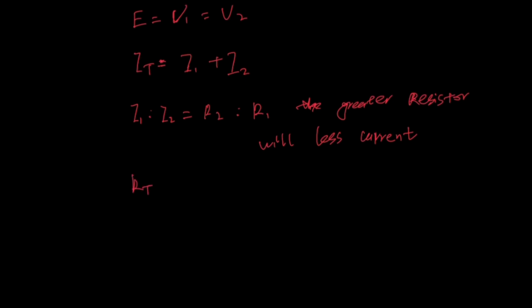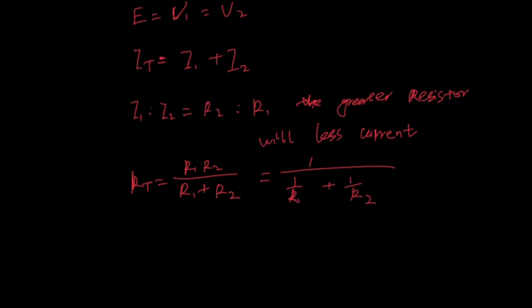And the total resistance RT will be R1 times R2 divided by R1 plus R2. So the common form of the formula is 1 over RT equals 1 over R1 plus 1 over R2.